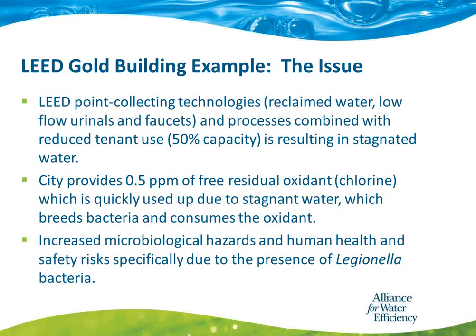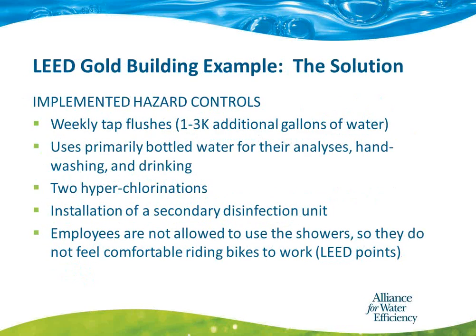Now, if you go to this next slide, I've listed some of the solutions that the facility managers put in place to deal with the safety hazard. So the implemented hazard controls were weekly tap flushes, which consumed up to 3,000 additional gallons of water. Bottled water had to be used for certain applications. Hyperchlorination of the system was required. Installation of a secondary disinfection unit. And then the employees were not allowed to use the showers, so they didn't feel comfortable riding bikes to work, which was one of the reasons why they put the showers in. It was perhaps one of the main reasons they put the showers in the first place.